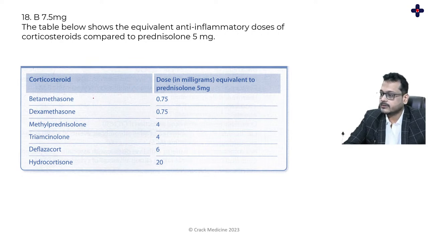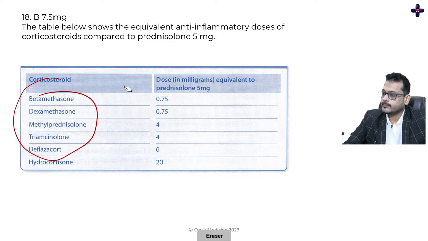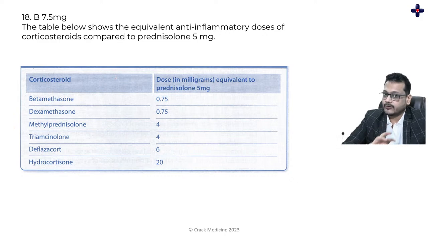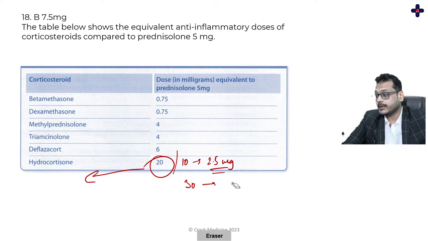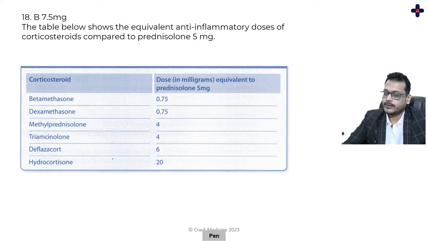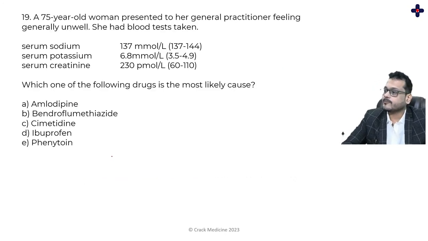All right. So this is the table that you definitely need to remember for your exam, how to change each of the corticosteroids to prednisolone. That is 5 milligram of prednisolone equals to approximately 20 milligrams of hydrocortisone. Okay. So if you half it, so 10 milligram of hydrocortisone will equal to 2.5 milligrams of prednisolone. So the total of 30 will equal to 7.5 milligrams. That is fairly simple. But you need to understand and remember that 5 milligrams of prednisolone equals to 20 milligrams of hydrocortisone. Okay. Moving on to the next question of the evening.